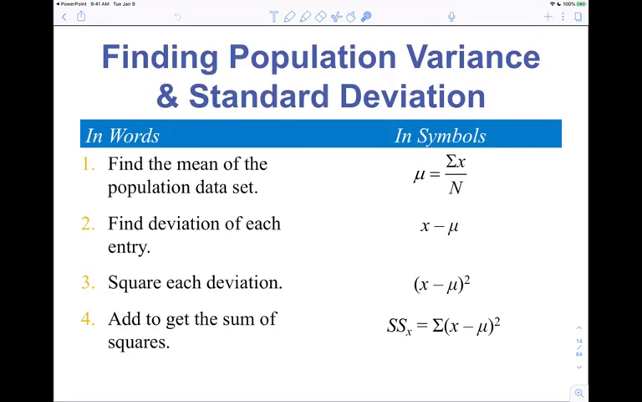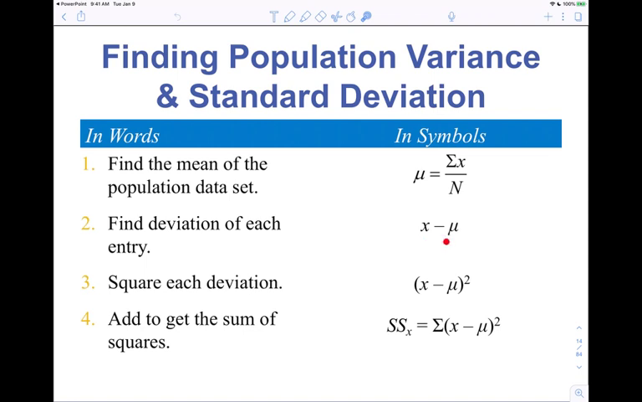Okay. I'm going to let you go through this on finding population variance and standard deviation. Actually, let me explain some of this stuff. So, find the average of the population set. Just like average in a normal sense, we add up our entries and divide by the total number of entries. So mu is going to be the average of our population. Find the deviation of each entry. We're going to say each x minus the average, so each x minus the population average.